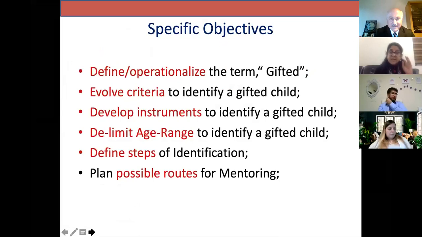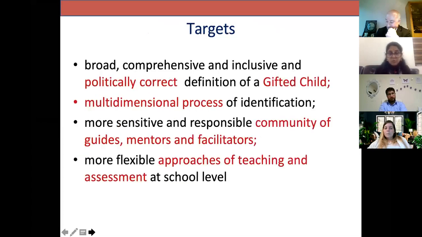Okay, so we had very specific objectives. First of all, we were supposed to define, operationalize the term gifted, because who is a gifted child? What should be the nomenclature? Evolve the criteria to identify gifted children, develop instruments to identify such children. We did a lot of brainstorming, discussions and consultations to define the age range from where to start with, to define the steps of identification and what are the possible routes for mentoring. So these were the targets.